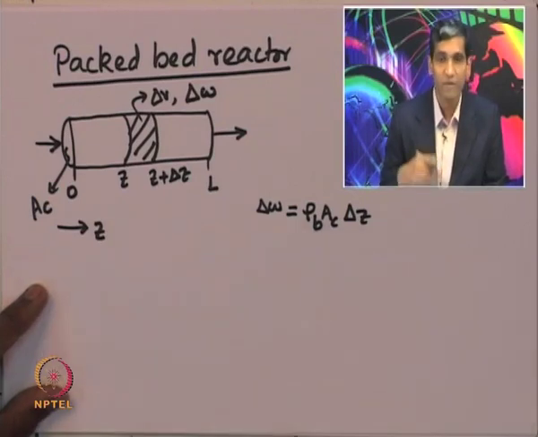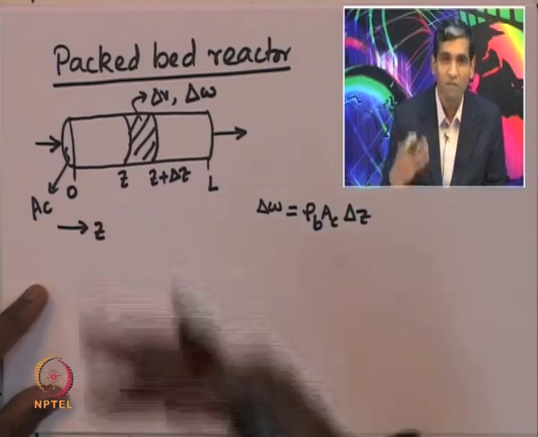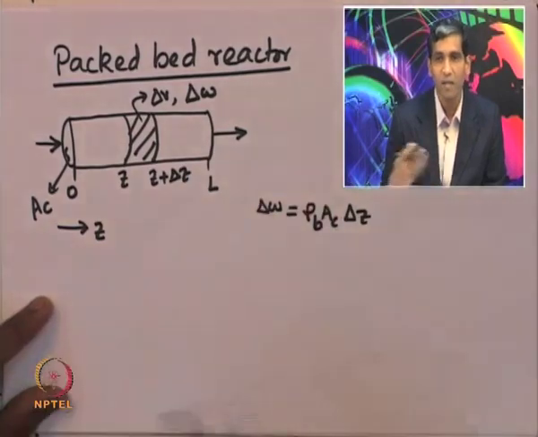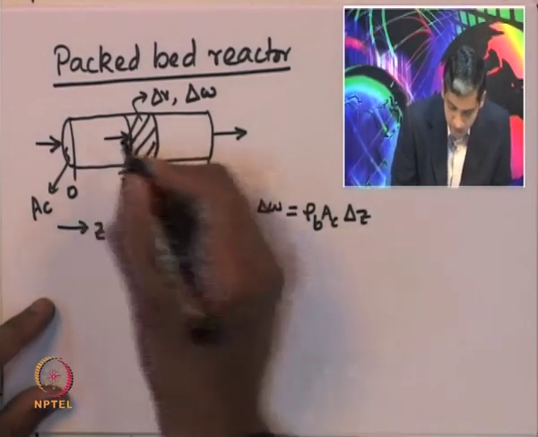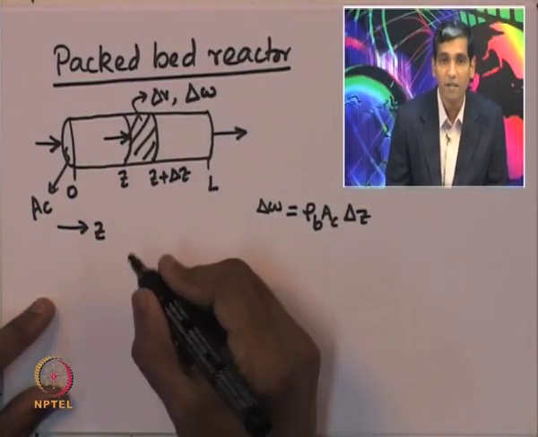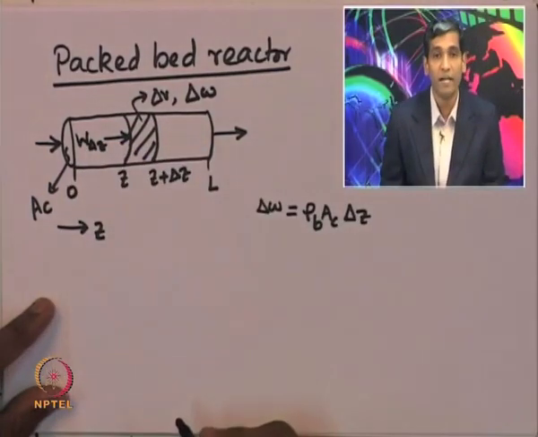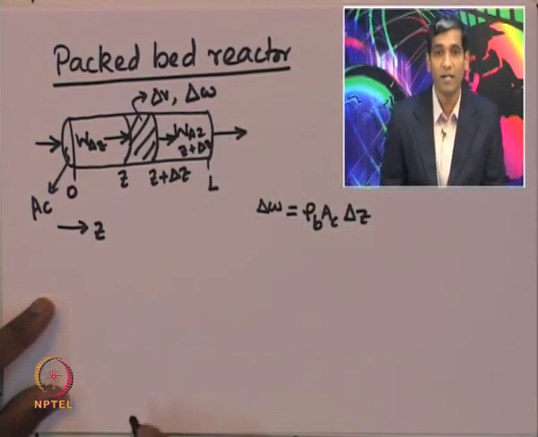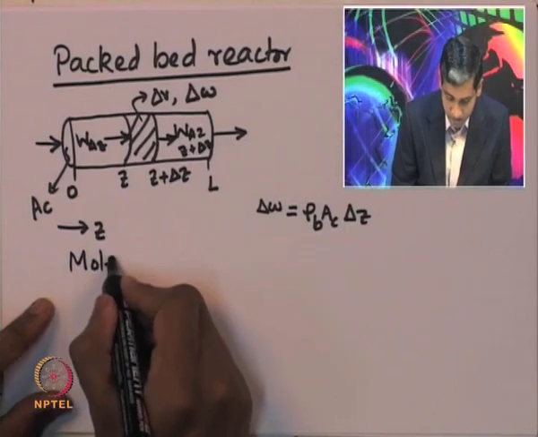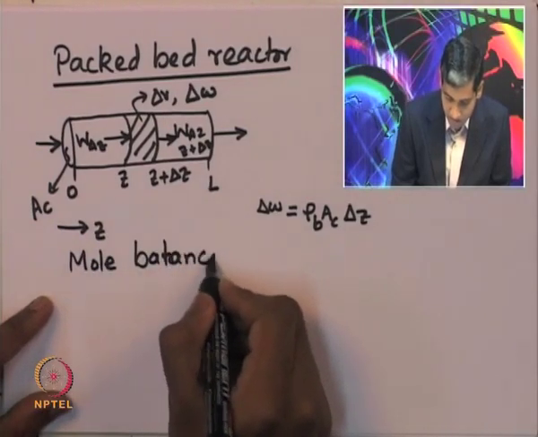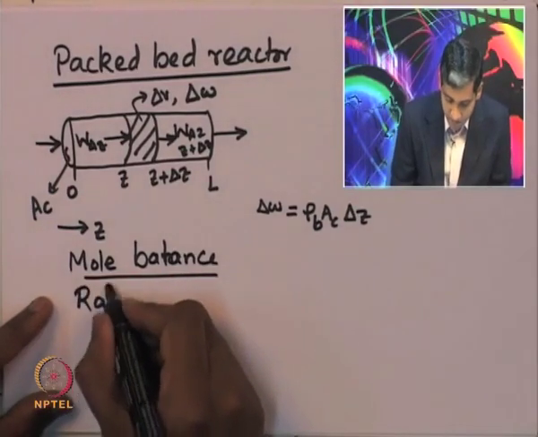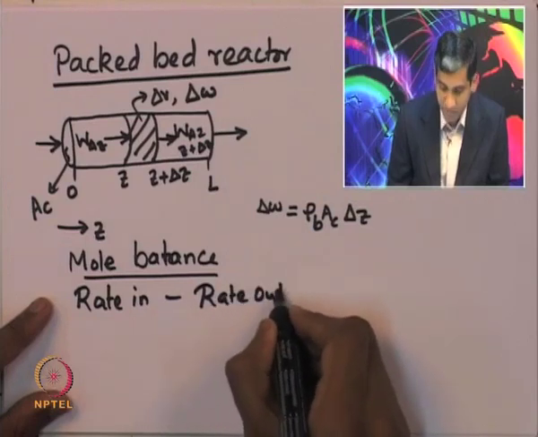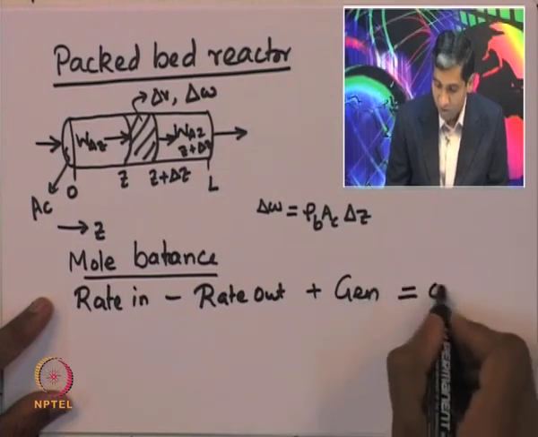So, now we can write a mole balance for this small element, and we can find the model equation which captures the relationship between the concentration of the species undergoing the catalytic reaction and other parameters. Suppose the flux of a species that enters this small element is W_Az, that is the flux that enters at that location, and the flux that leaves is W_Az evaluated at z plus delta z. Then we can write a mole balance, and the mole balance is essentially the molar rate at which the species enters the element minus the molar rate at which the species leaves the element plus whatever is generated, that should be equal to 0 under steady state conditions.